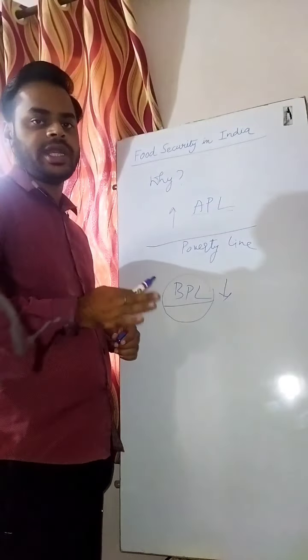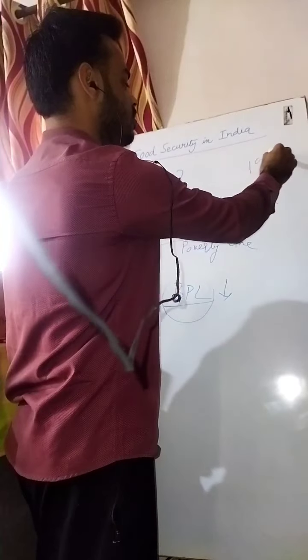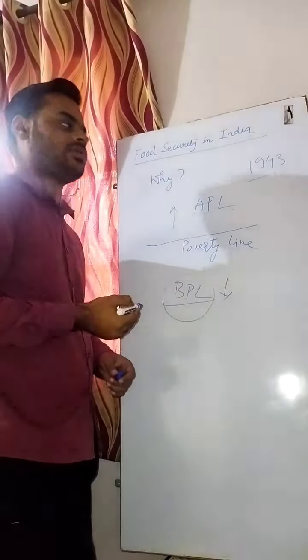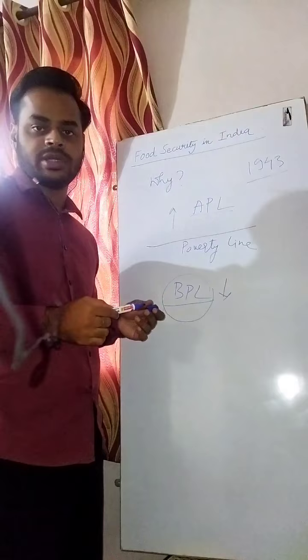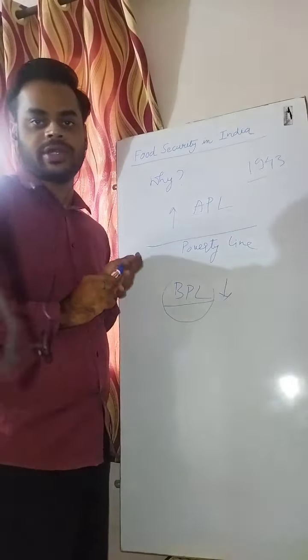Consider the case of the Great Famine that took place in Bengal in the year 1943. This is a classic case of a national disaster that took the lives of nearly 30 lakh people in the country. So seeing these conditions, we have to ensure food security for the people in our country.